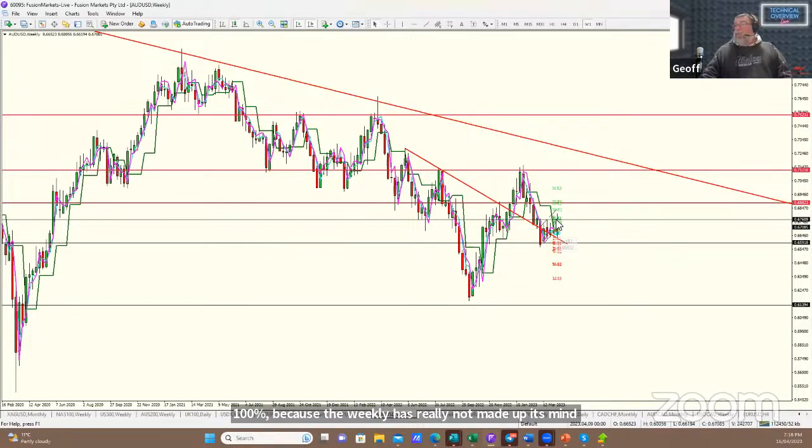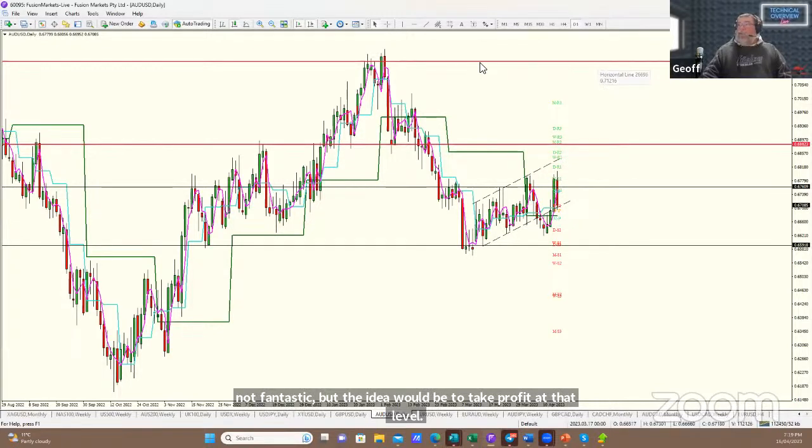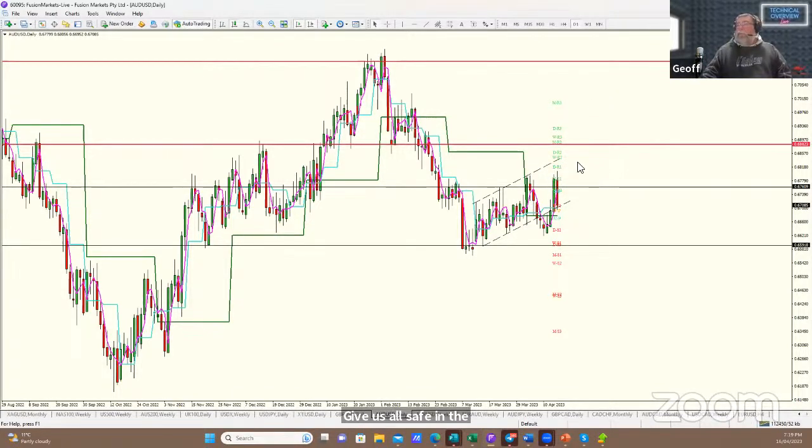It wouldn't surprise me at all if price goes back to this level. That's why I've got it on the chart. This level here, which is what, 68, 80 odd, and then comes down. So daily chart can get me up to here. Risk to reward's not fantastic, but the idea would be to take profit at that level, get myself safe in the market. And if it did want to challenge these highs, then I can take advantage of that.